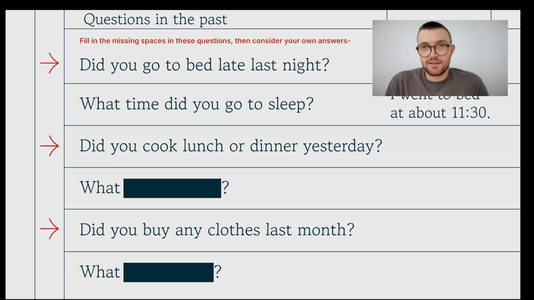I went to bed at about 11:30. In our answer, we can say I went to bed. But in the question, we need the auxiliary verb. So it needs to be, what time did you go to sleep? There we go.